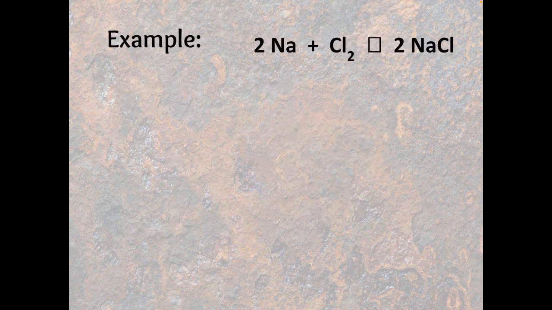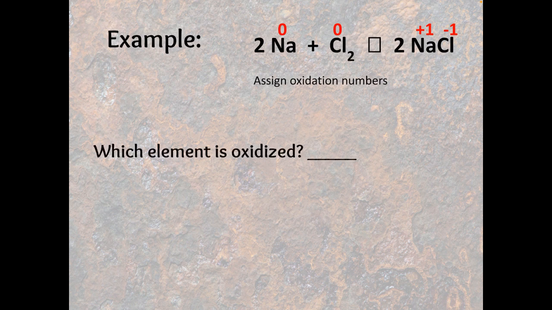All right, so an example here, the box there, by the way, is supposed to be an arrow, okay? So what we're going to do is assign the oxidation numbers. Sodium is an element by itself. So above it in red, I wrote 0 to show that its oxidation number is 0. Chlorine has an oxidation number of 0 because it is, again, an element by itself. Now, NaCl is a compound, and so Na and Cl have charges of +1, -1, so I wrote those numbers above them. Okay, so now the question is which element is oxidized?